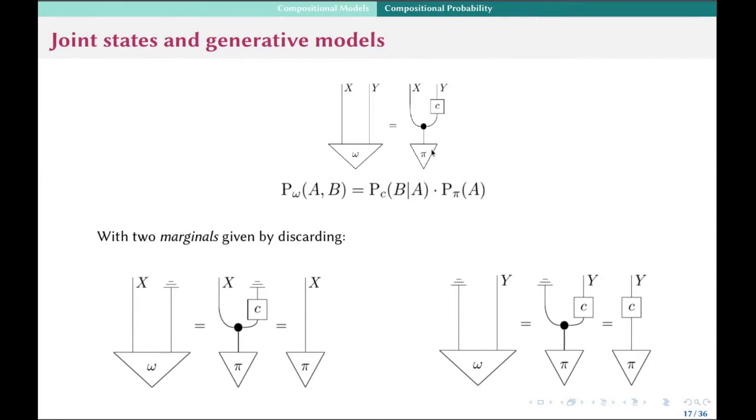So, I'm sorry, still confused. So I have X tensor Y, and I'm mapping to D of 1 or something. Is that what you're saying? I don't know what D is. D is the Kleisli, the set of probability distributions.